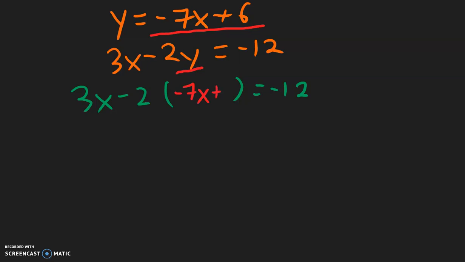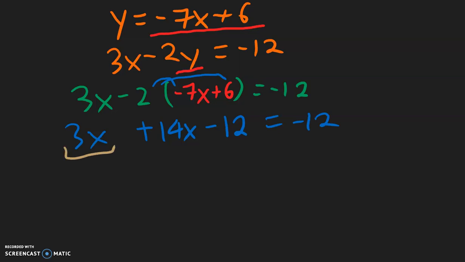-7x plus 6. So go ahead to distribute. -2 times -7 is positive 14x. -2 times positive 6 is going to be -12. Now copy down everything else. 3x equal -12. And now I will combine like terms. So on the left side, I can combine the 3x plus the 14x, which is going to be a 17x minus 12 equal to -12.